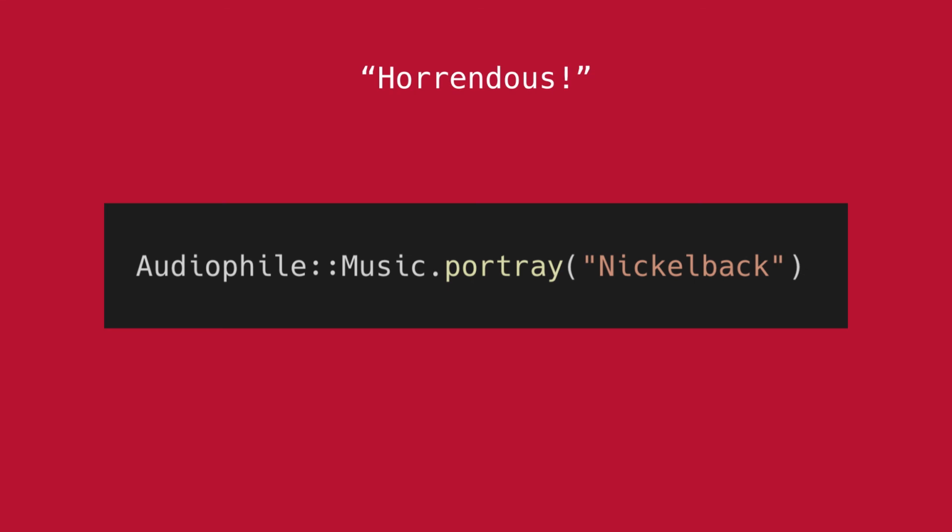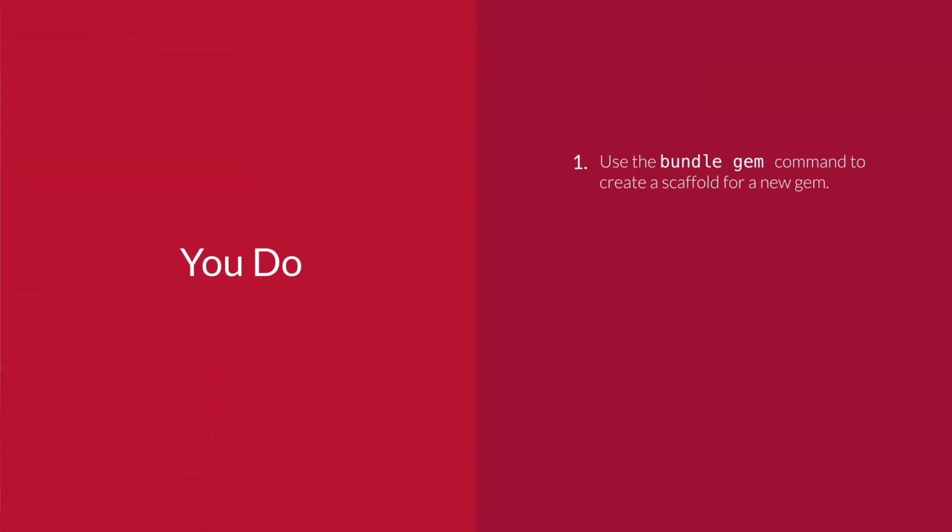would return horrendous. Now, on your own, use the bundle gem command to create a scaffold for a new gem. Name the gem anything you'd like. Next, you're going to have to write a class inside a new file. Now, in our example, we created a gem called audiophile. So for that example, you would create your class inside a new file inside the lib/audiophile directory.